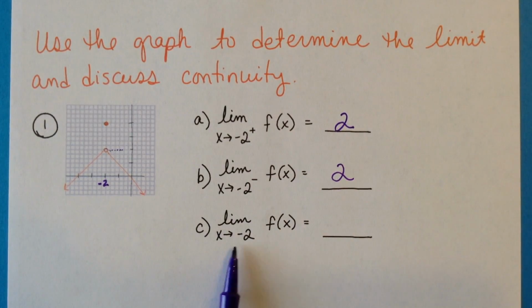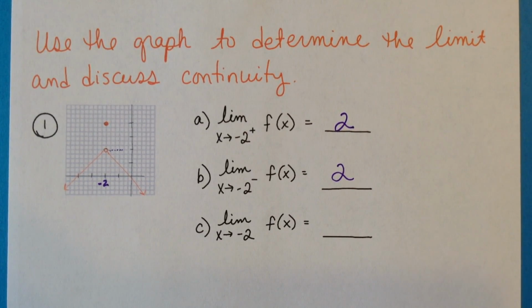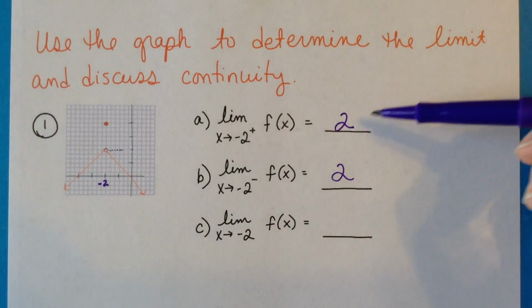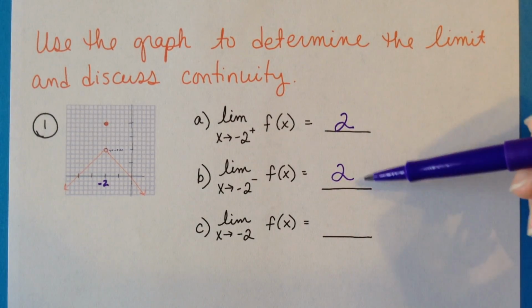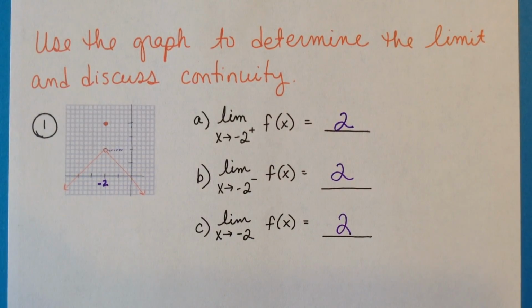Now, the C part doesn't have the plus or the minus, so that's going back to your two-sided limit. This time, you want the limit as x approaches -2. If you remember, when you're dealing with a two-sided limit, the limit from the left and the limit from the right have to be the same. And that's what you've already determined in parts A and B. Since the limit from the right is 2 and the limit from the left is 2, these are the same, so the two-sided limit does exist, and it is 2.